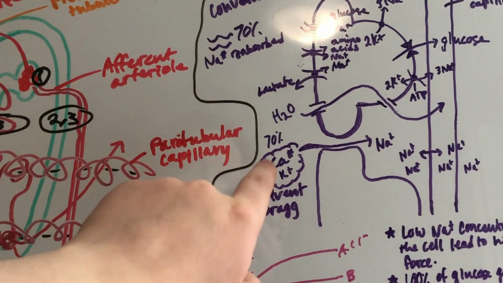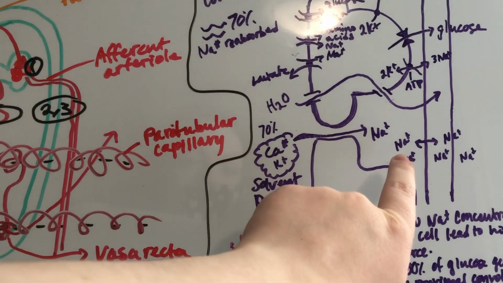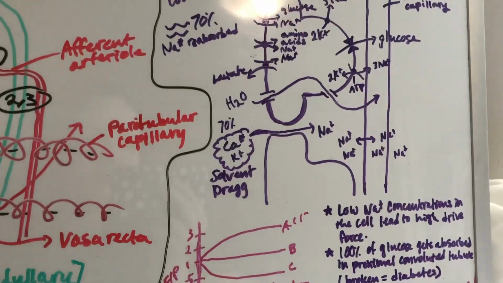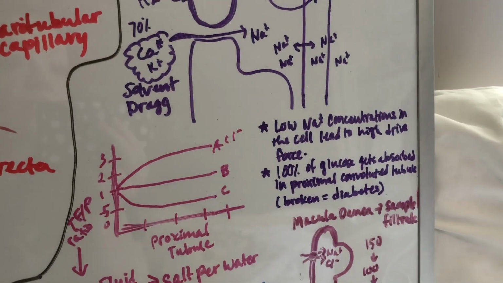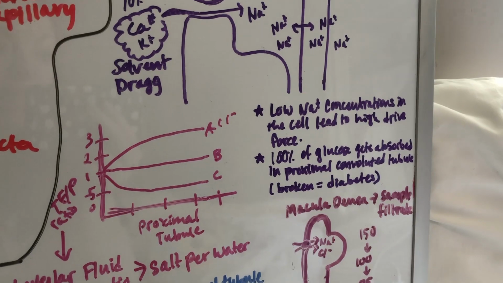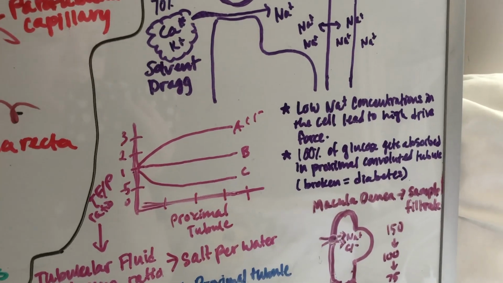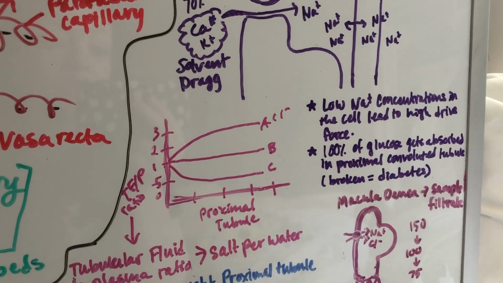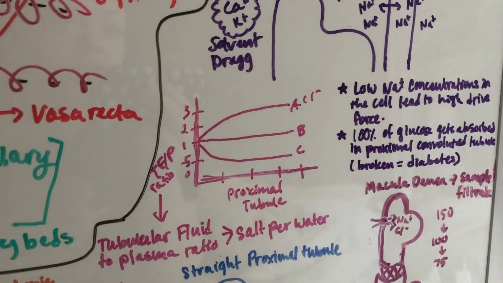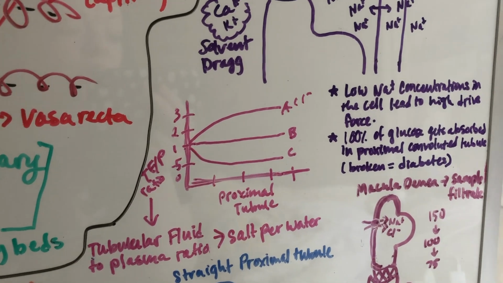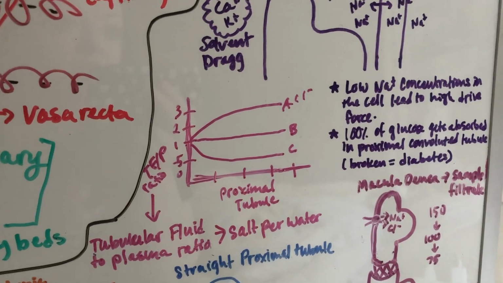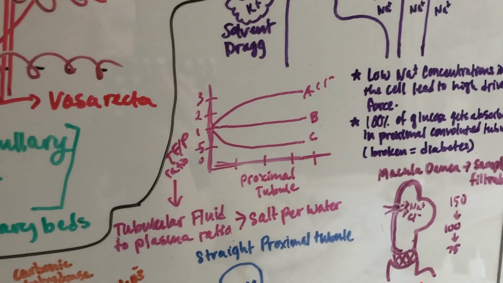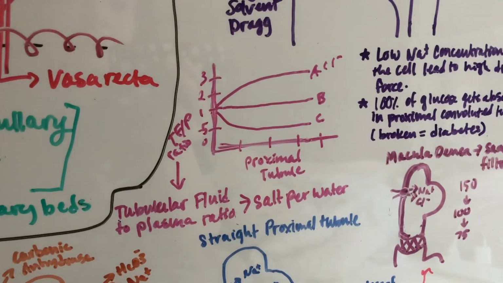70% of calcium and potassium are driven by the sodium coming through, and that's called solvent drag. And a couple helpful hints: low sodium concentrations in the cell lead to high driving force. And then 100% of glucose gets absorbed in the proximal convoluted tubules. So if this is broken, if you're getting any glucose in the urine, that's a sign of diabetes and that this is broken and that you've pushed too much through there and now it's leaking into your urine.